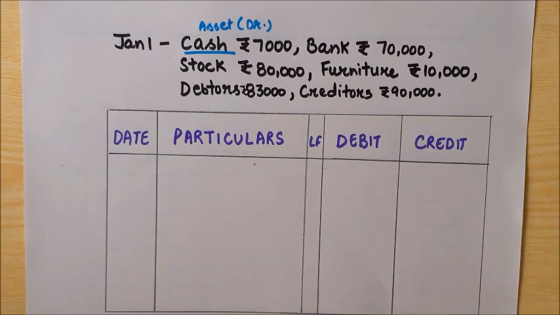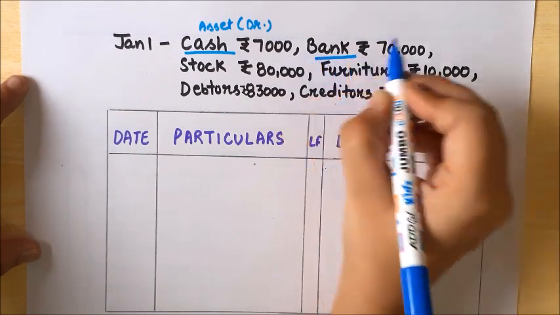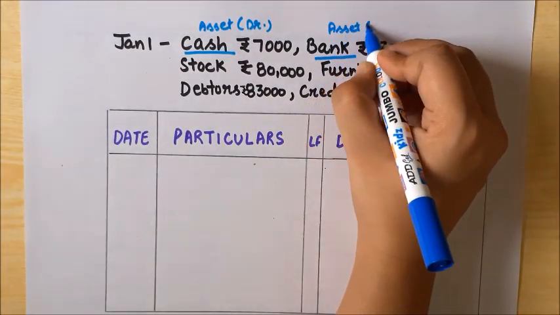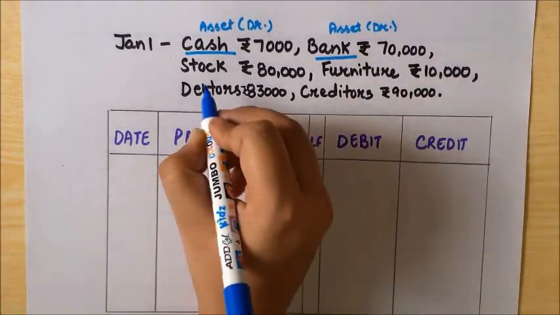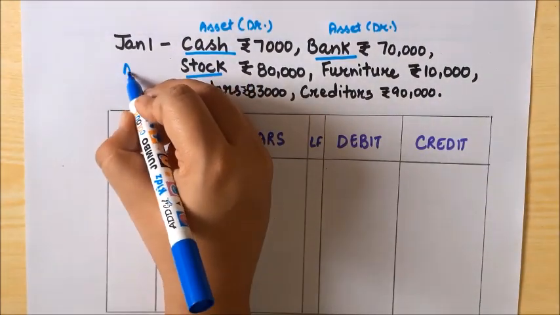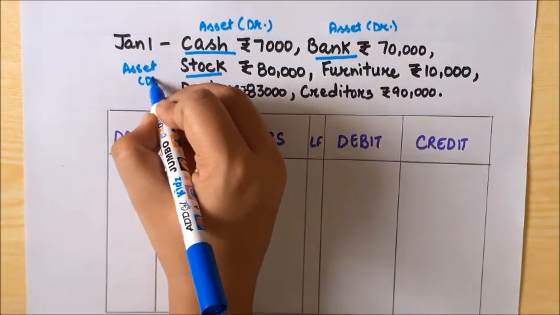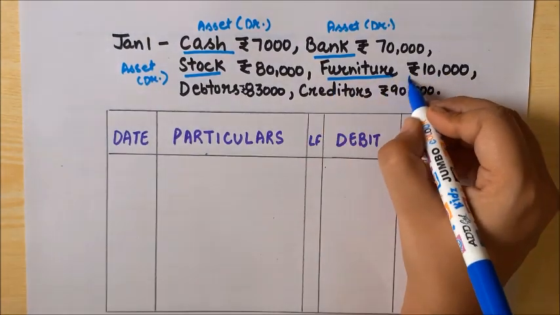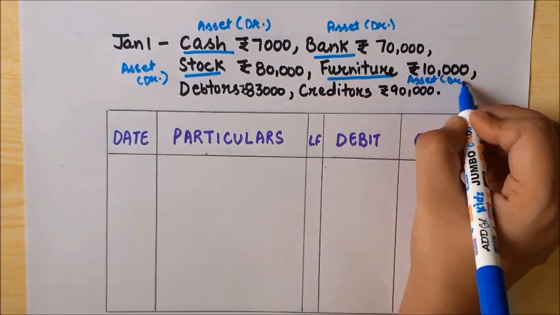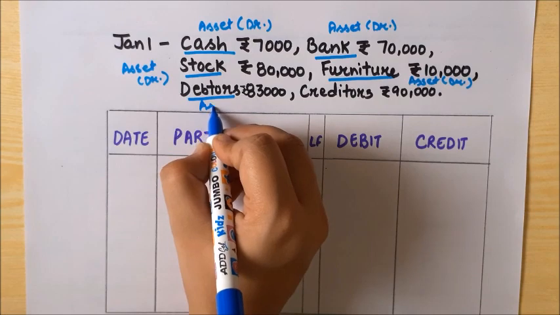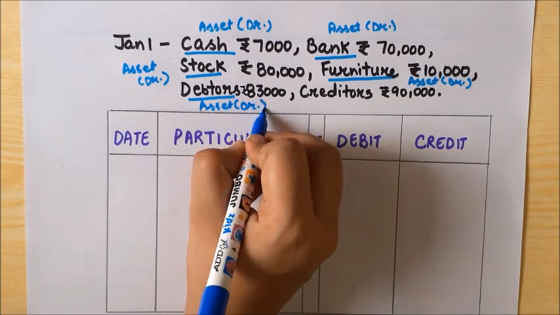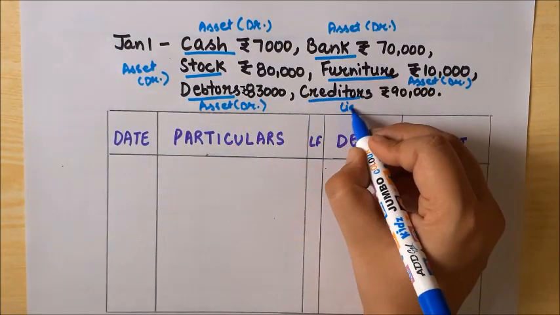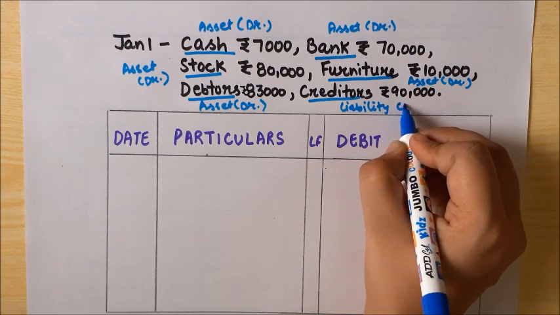Understand opening entry with the help of an example. Here, cash is an asset, so you will debit. Bank is also an asset, you will debit. Stock is an asset, you will debit. Furniture is an asset, you will debit. Debtors are also assets, so you will debit. Creditors are liabilities, so you will credit the liabilities.